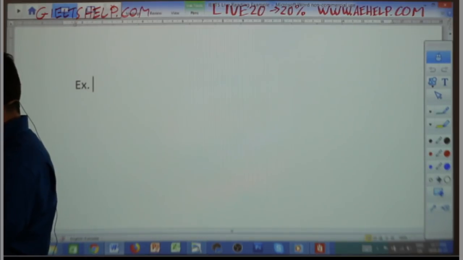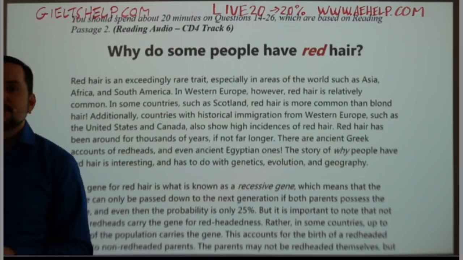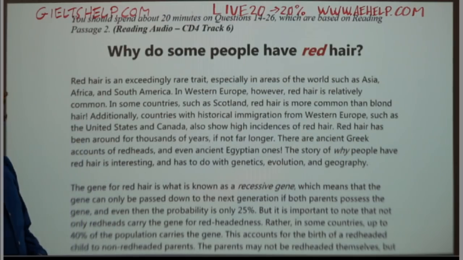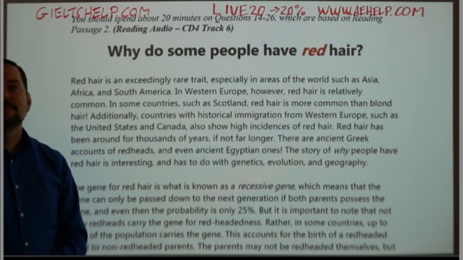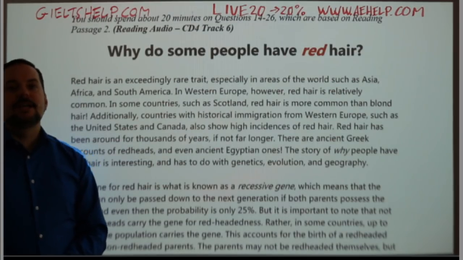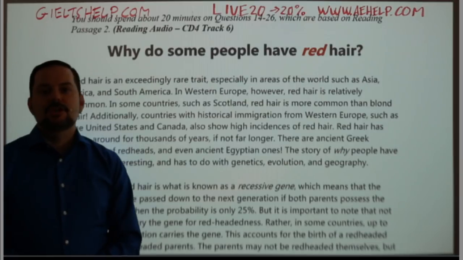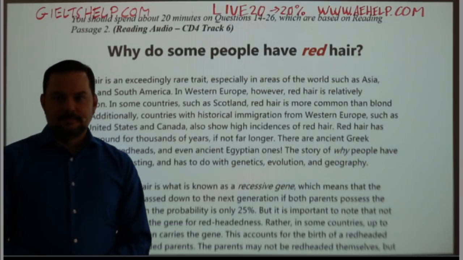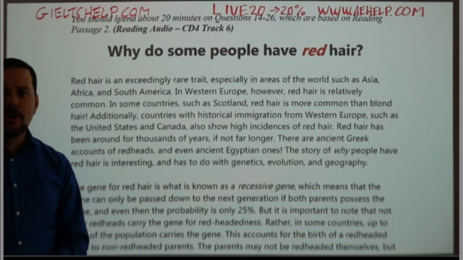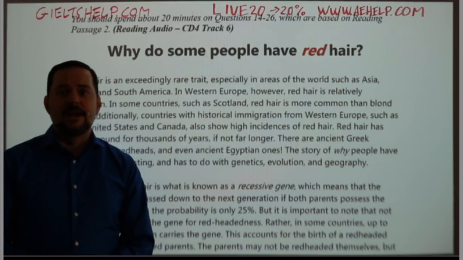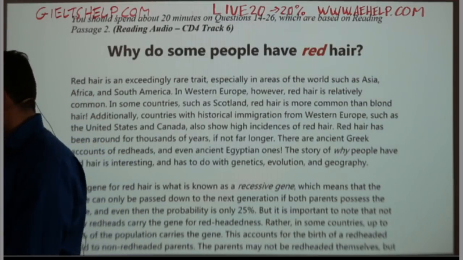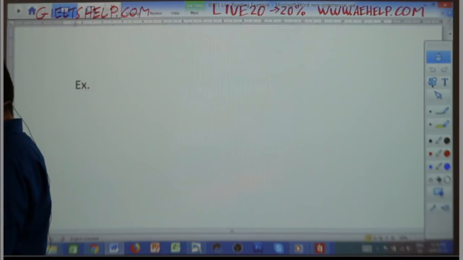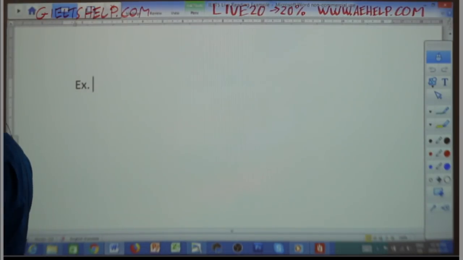So regarding our passage, what's our first question with this? So what is the first question that we should ask? Yeah, what people have red hair, or what's red hair? Sure. Yeah, those are both good questions. And often you'll see that there are multiple what, why, how questions.